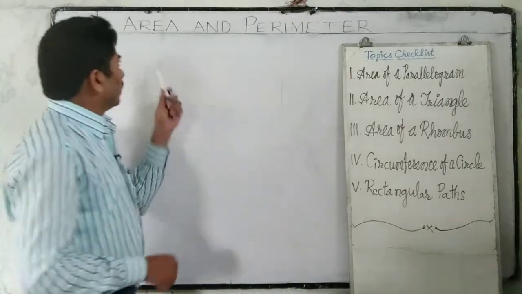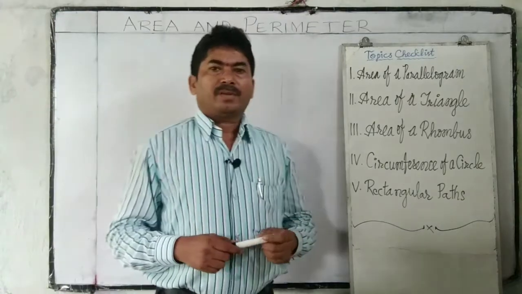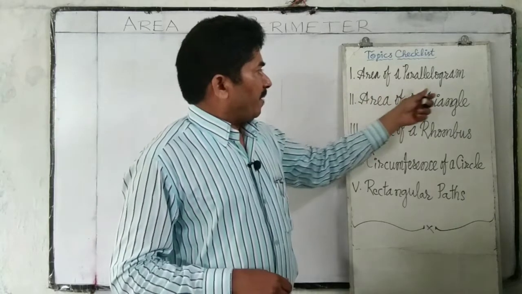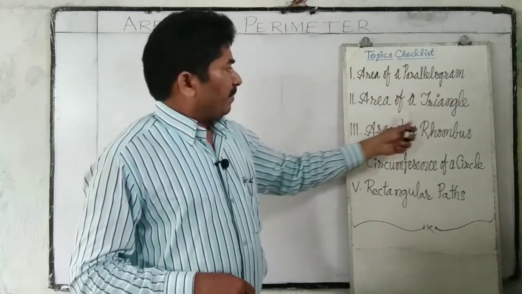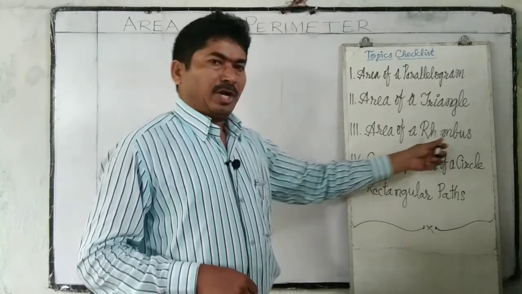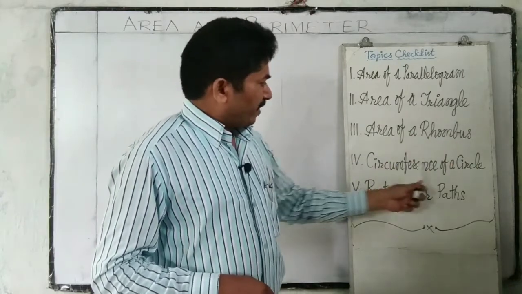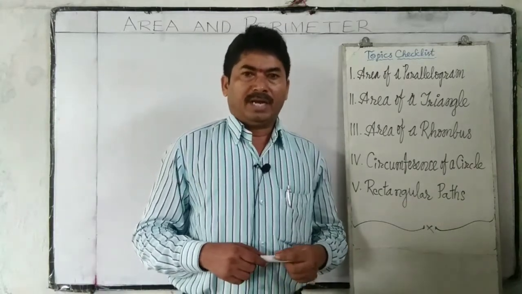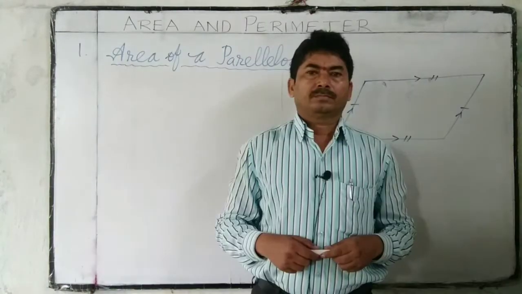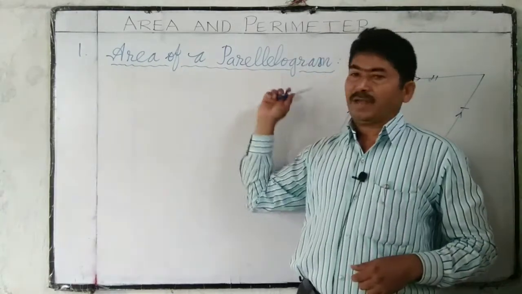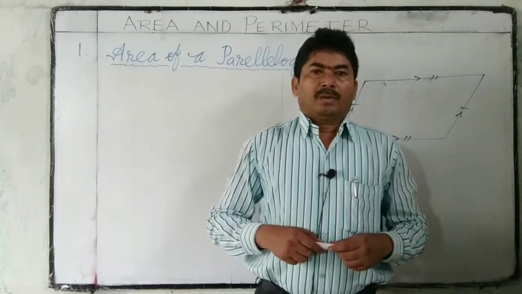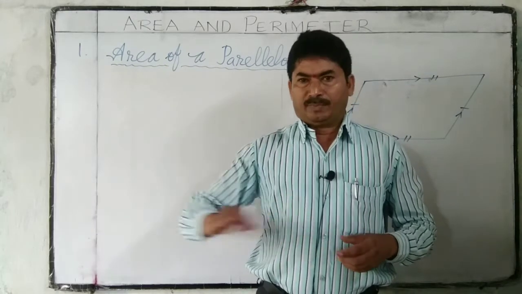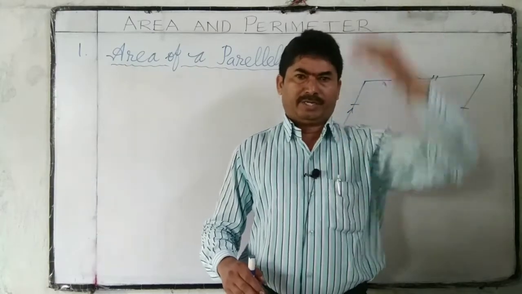Friends, area and perimeter. In this chapter, we are going to learn area of parallelogram, area of triangle, area of rhombus, circumference of a circle and rectangular paths. Let us learn one by one. First one, area of parallelogram. The area of a parallelogram is equal to the product of its base and corresponding height.